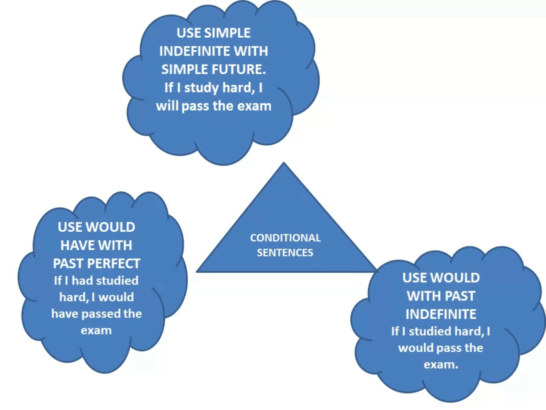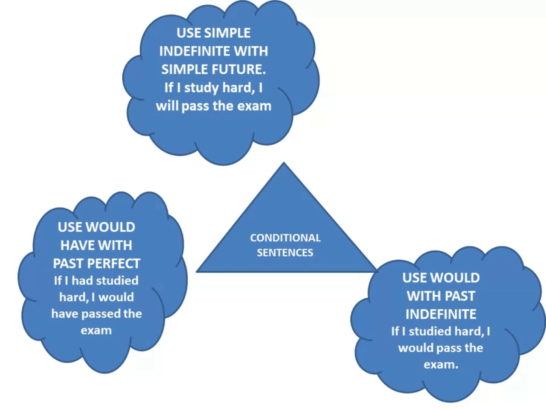Now let's discuss the second type of conditional sentence where we'll use would plus first form with past indefinite. So if the first sentence carries past indefinite, like if I studied hard, and in the next sentence you will use would plus first form of the verb. I would pass the exam. So this is the second type of conditional sentence.